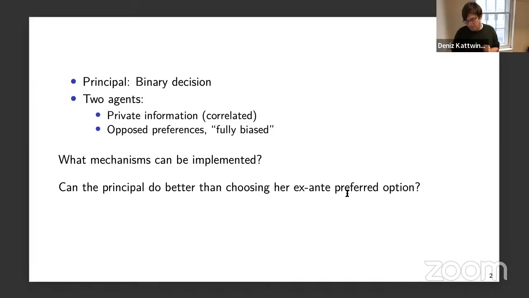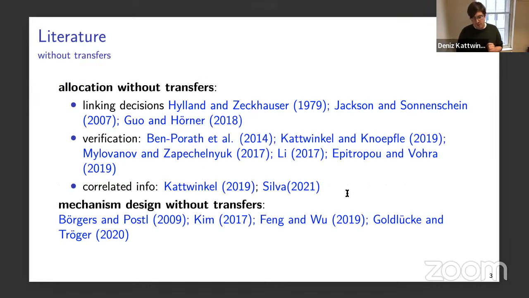Okay. Of course we are not the first to look into this problem. There is a wide body of literature. I want to point out Johannes and Yingni's paper, which also looks at allocation problems with transfers.